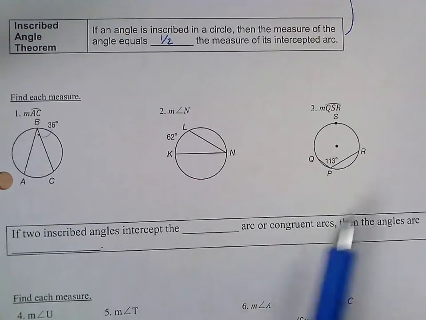In 1, 2, and 3, where it says find each measure, you just need to pay attention to whether you have the measure of the angle or the arc and which one you're trying to find, so that you know if you're dividing it in half or multiplying it by 2.